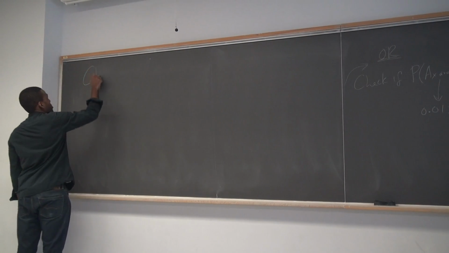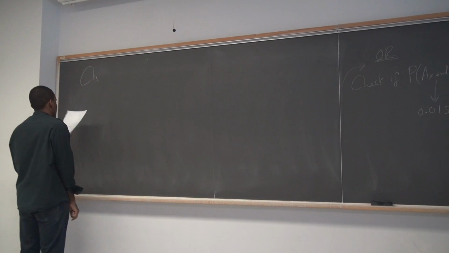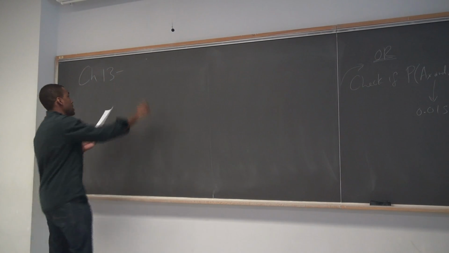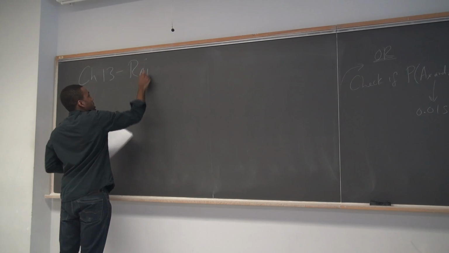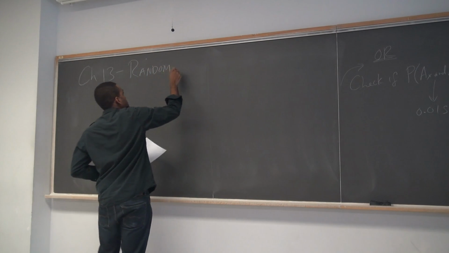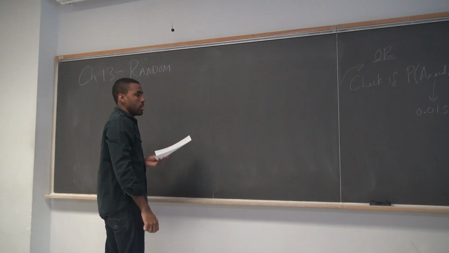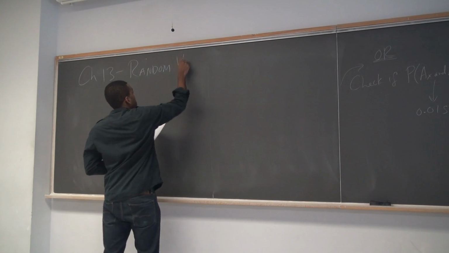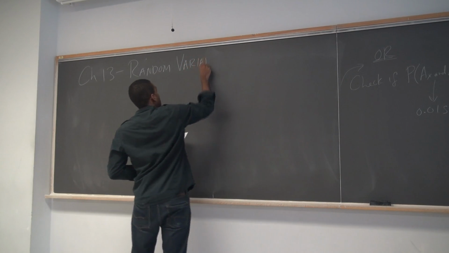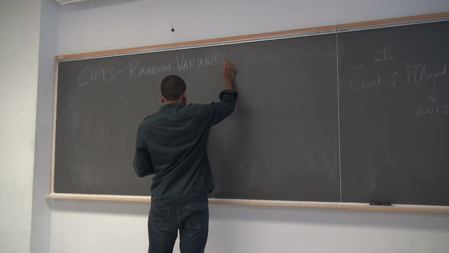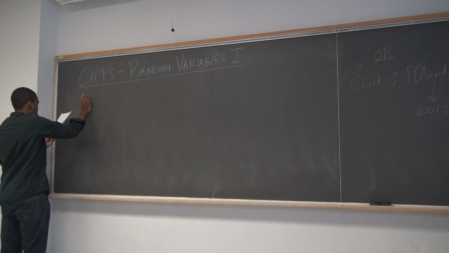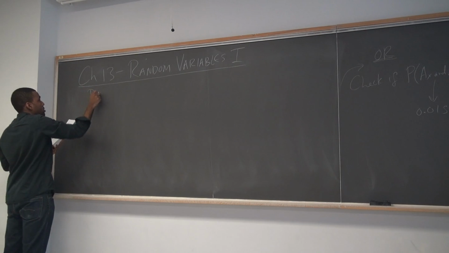So we're going to skip chapter 12, which talks about genetics. It's not like most of you are in bio anyway. We're going to jump right to chapter 13, where we shall be introduced to the concept of a random variable, more specifically, a discrete random variable. Random variables 1, which is discrete random variables.